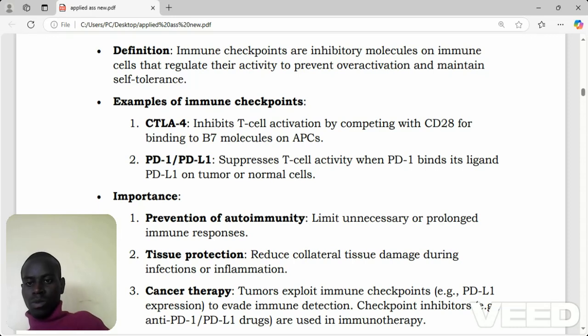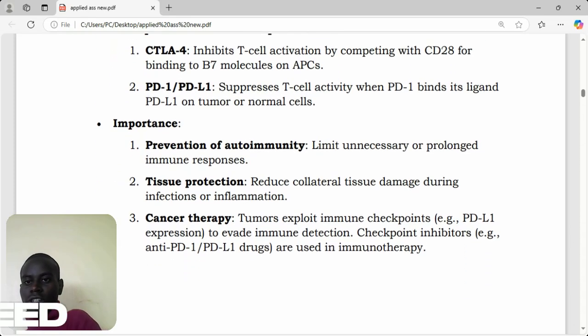Here are some of the importances of these immune checkpoints. The first one is prevention of autoimmunity. Immune checkpoints limit unnecessary or prolonged immune responses. The second is tissue protection. Here they reduce collateral tissue damage during infections or inflammations.